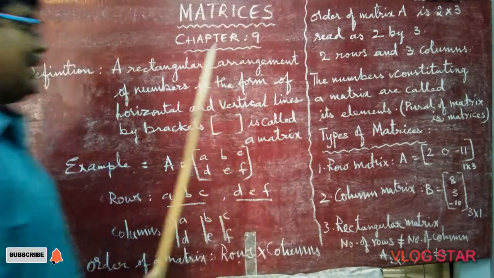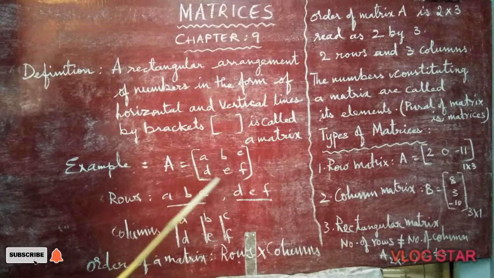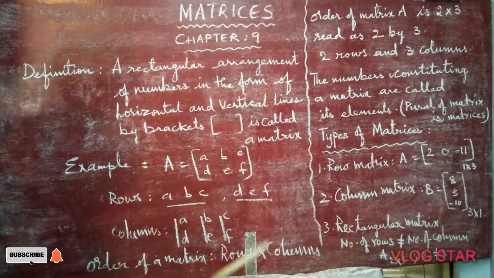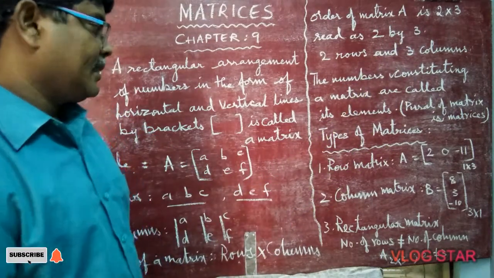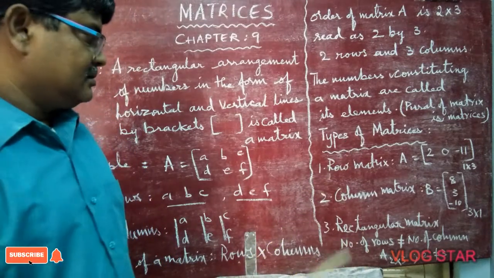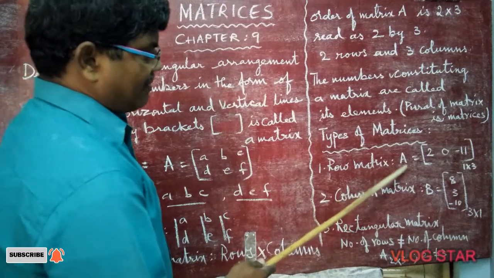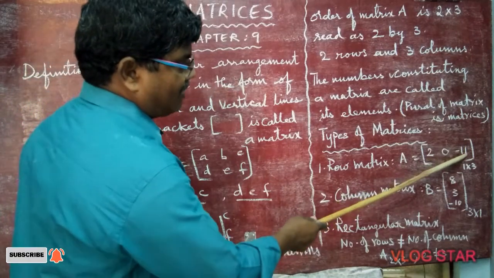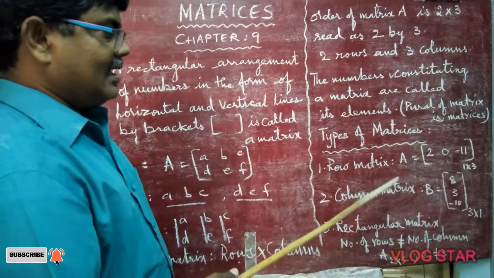Now all have got an idea of a matrix. We have to arrange elements in order. First we will count the number of rows by the number of columns, then we read the order of matrix A. In matrices there are some types of matrices. First one is called the row matrix. If a matrix consists of only one row, then we call it a row matrix.